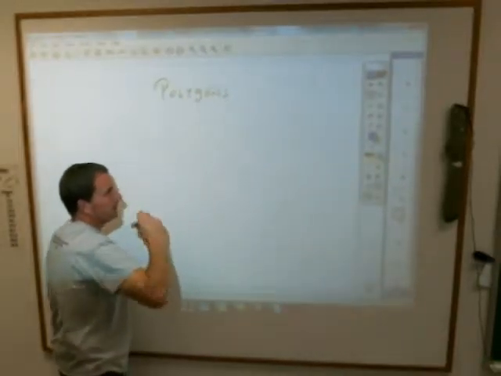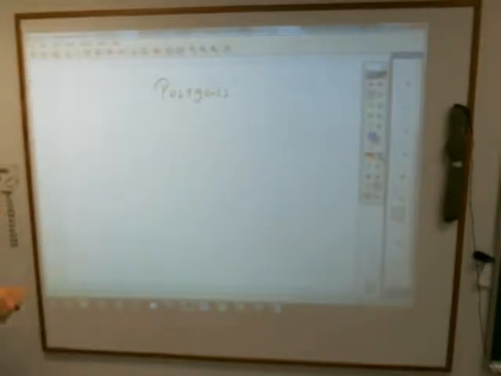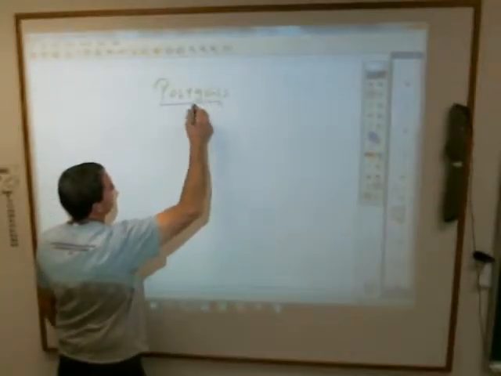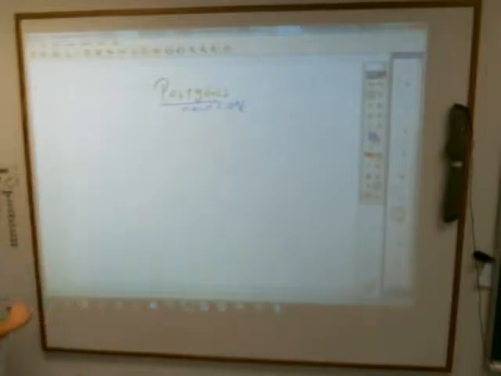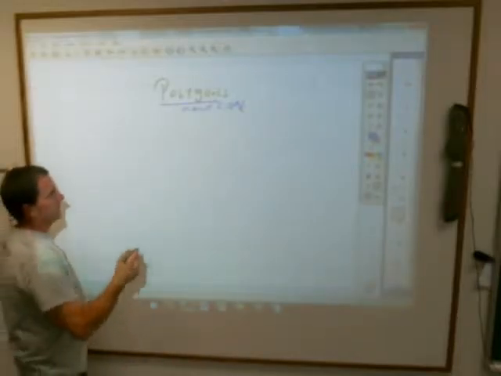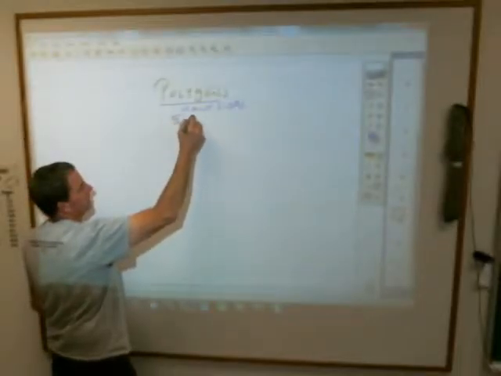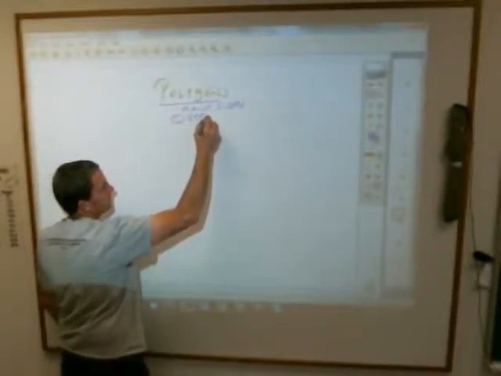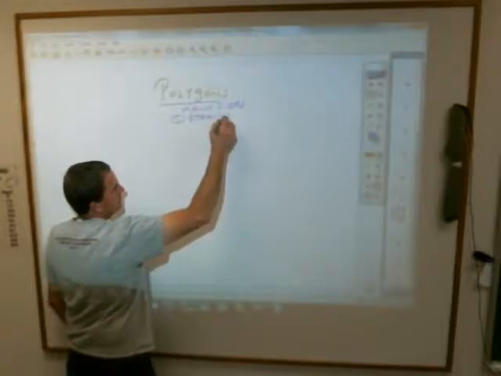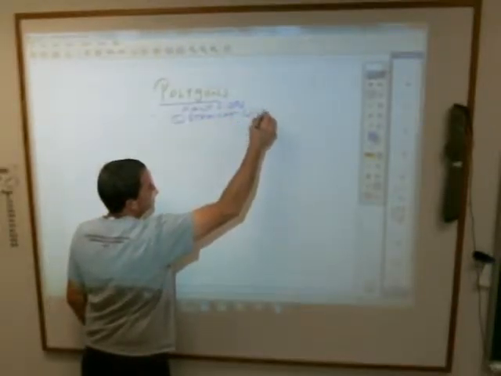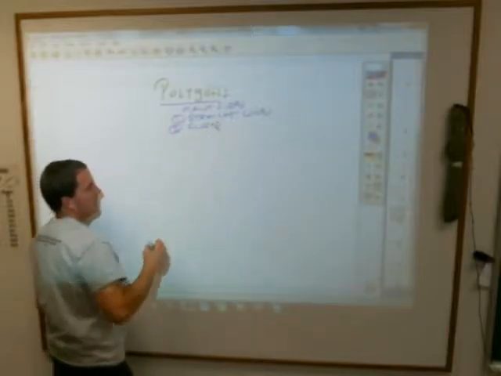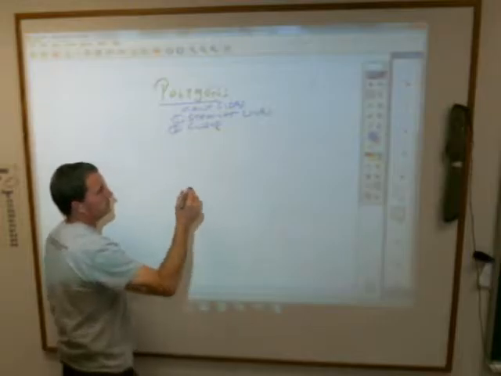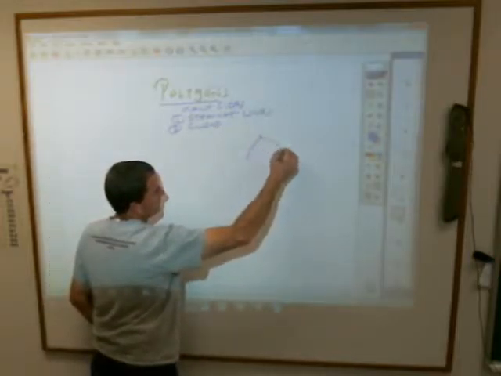In order for something to be a polygon, well, first of all, polygon, I believe, means many sides. Something like that, anyways. But for something to be an actual polygon, it has to be two things. Number one, it has to be made up of straight lines. And number two, it has to be what we say, it's closed. And by that, we mean this.